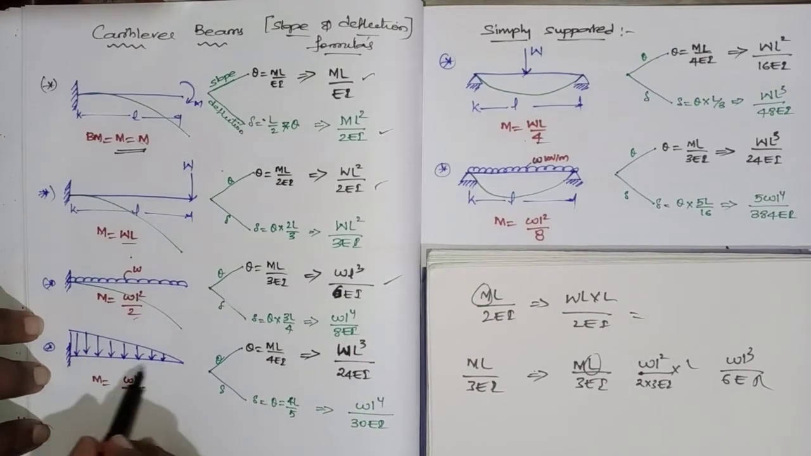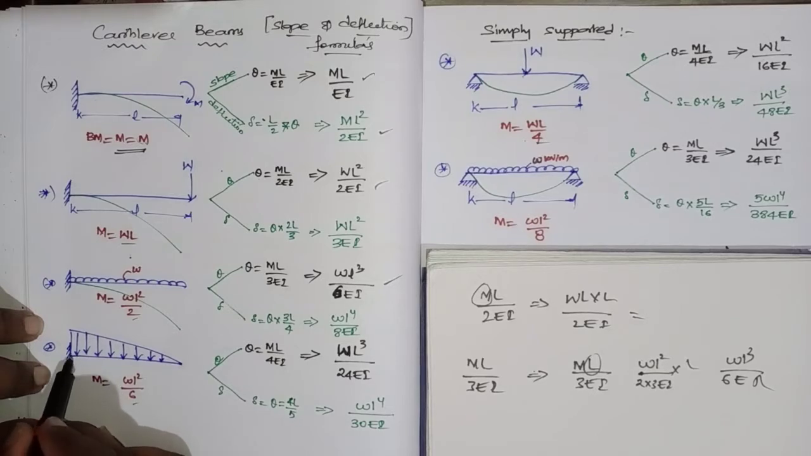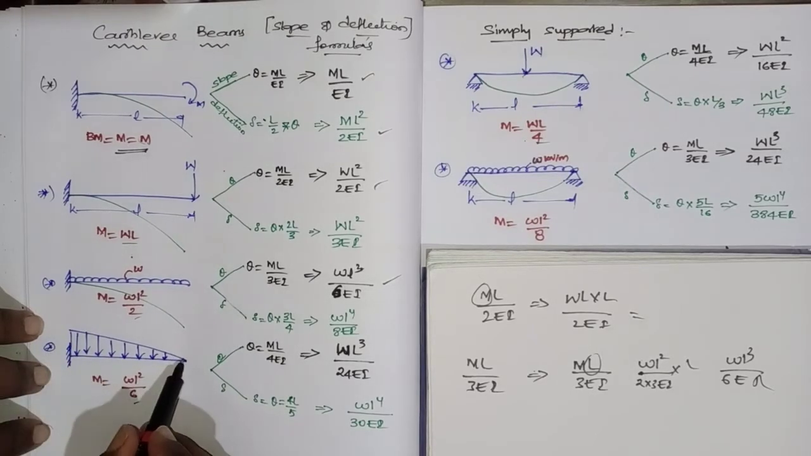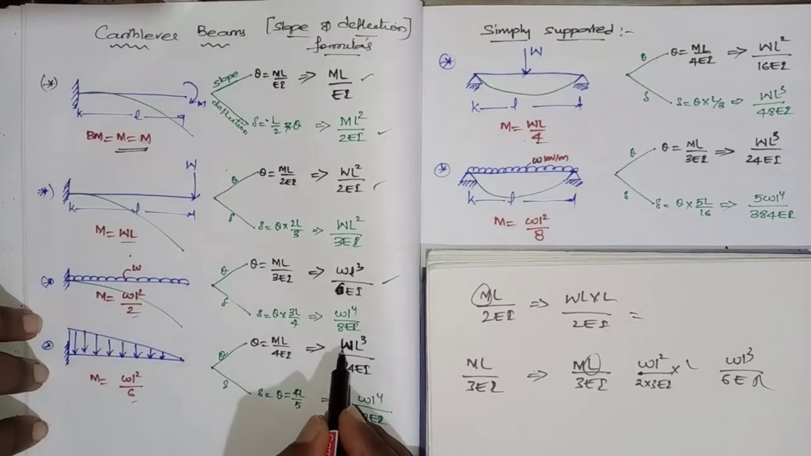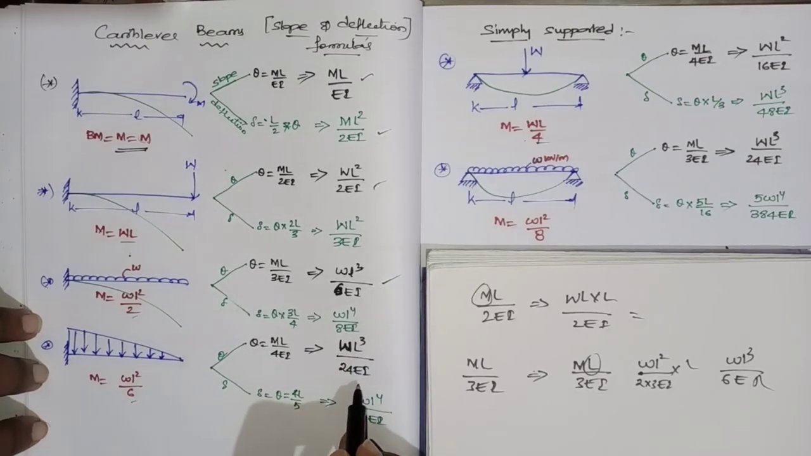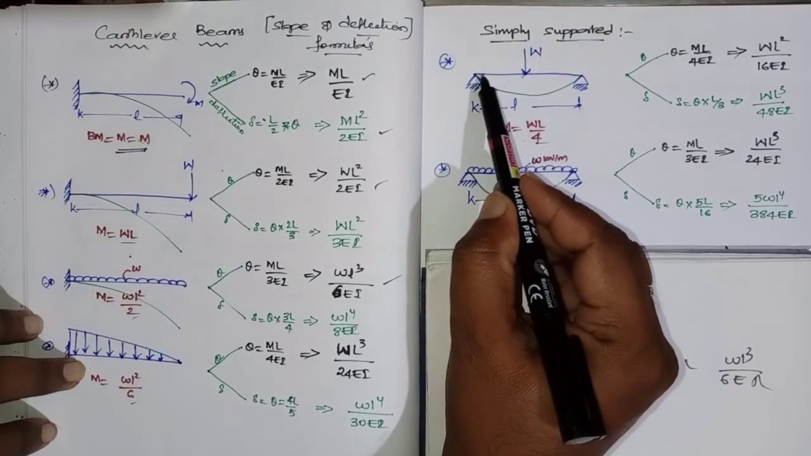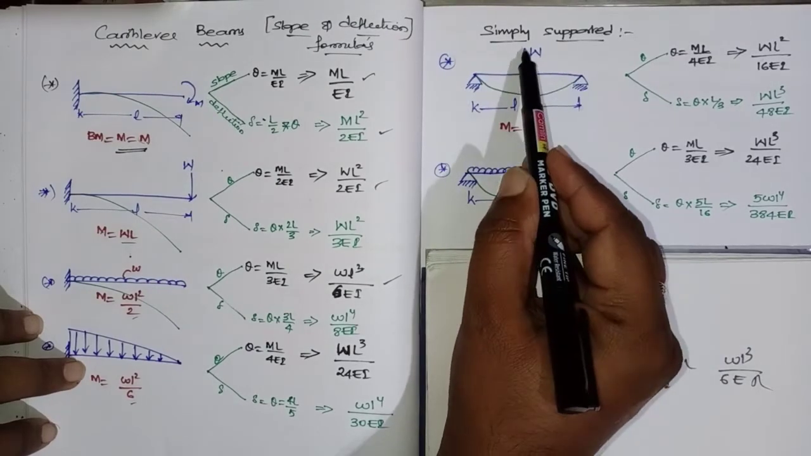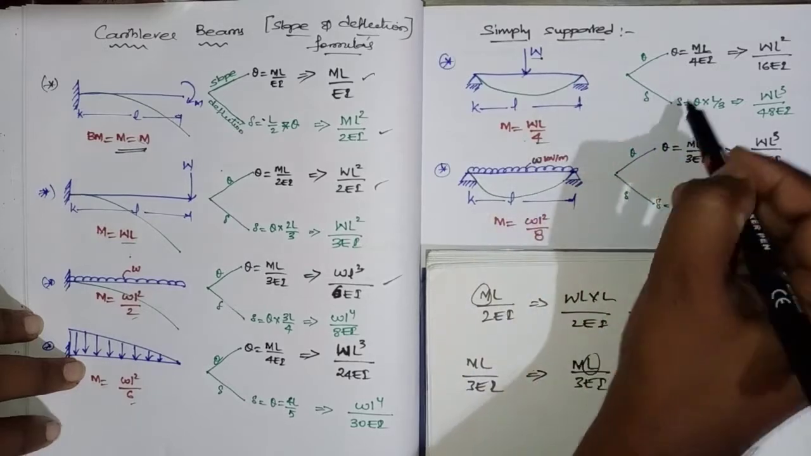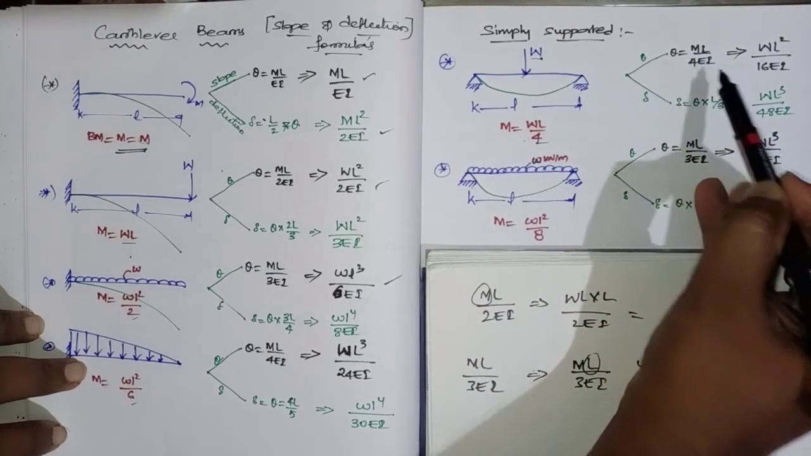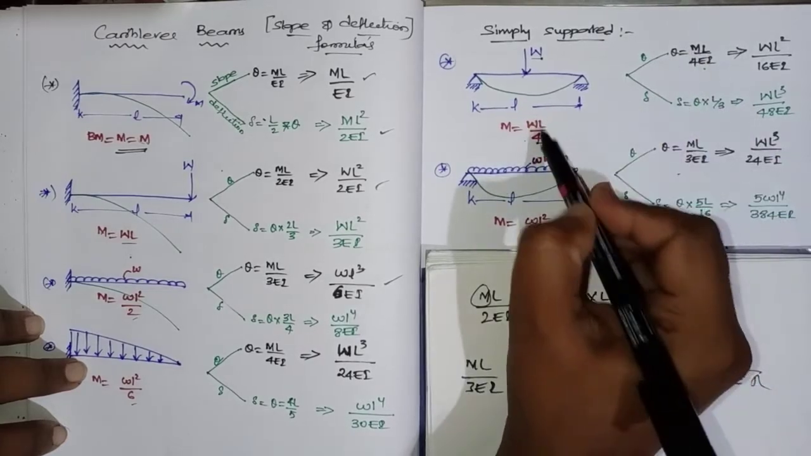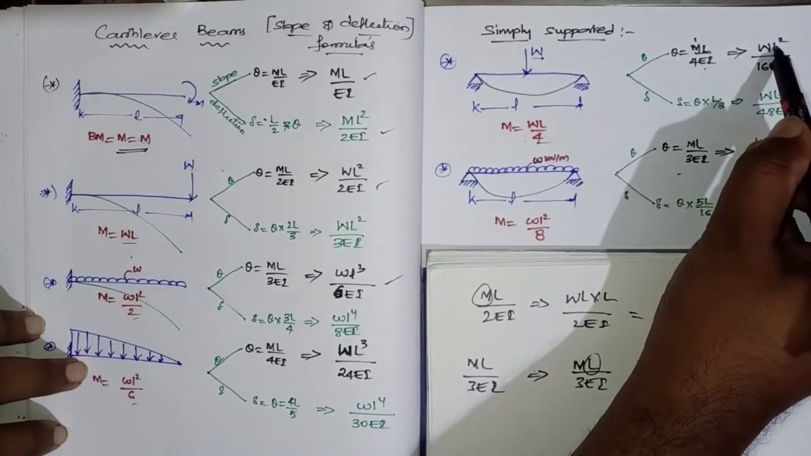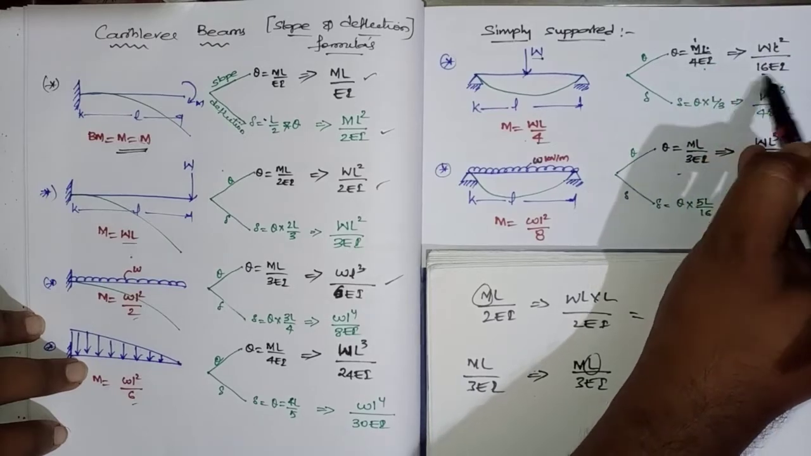Similarly, for a cantilever beam carrying a triangular load with maximum at the fixed end and minimum at the free end, if I substitute here, ML by 4EI, in place of M, WL square by 6, I will be getting WL cube by 24EI. Similarly, for a simply supported beam carrying a central point load of W, what is this? ML by 4EI, from here it will be reducing. So ML by 4EI, where M is WL by 4, so WL by 4 into L. What happens? WL square by 4, giving WL cube by 16EI.